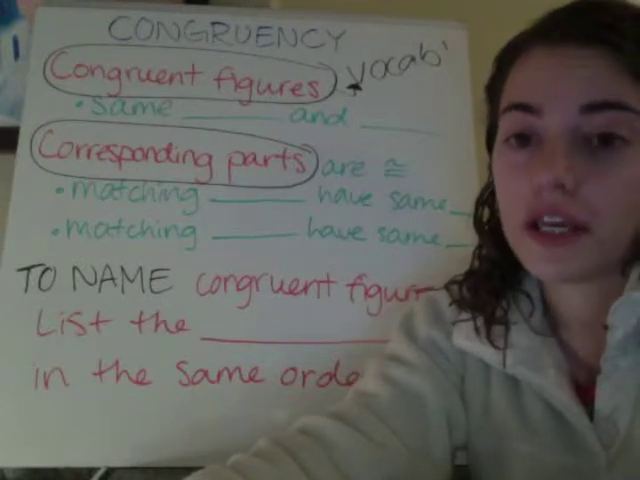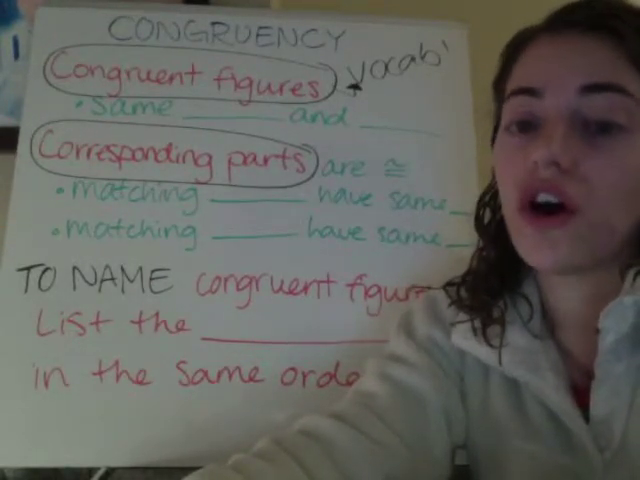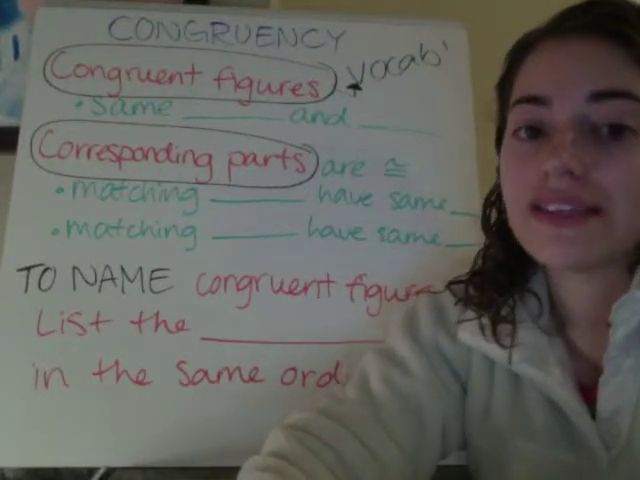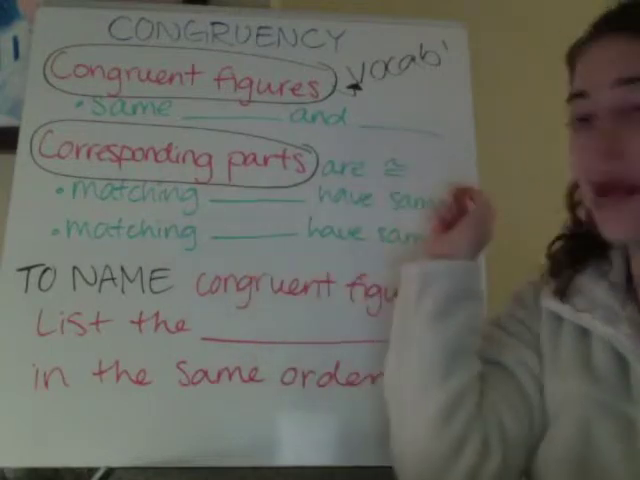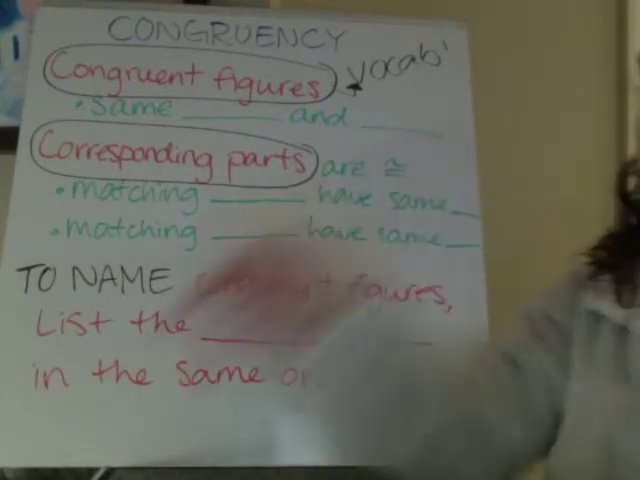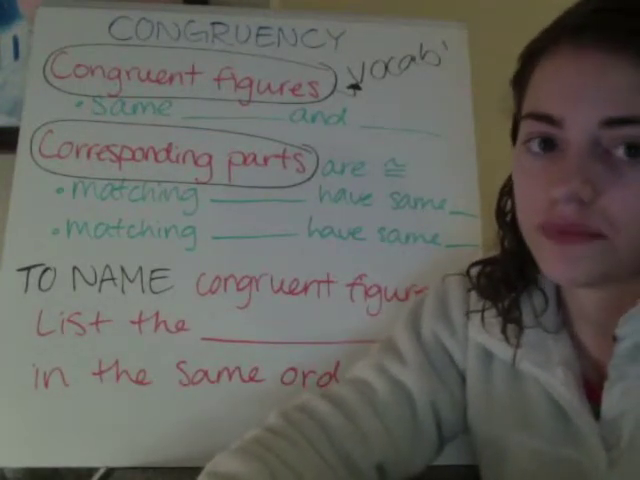Their corresponding parts, which means that they're matching sides and angles, are also congruent. So matching sides have the same length. Matching angles have the same degree measure. Those are corresponding parts.